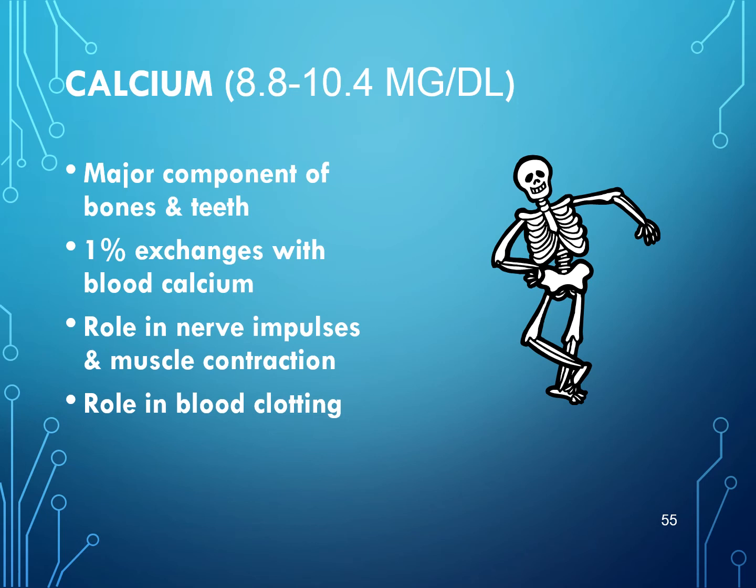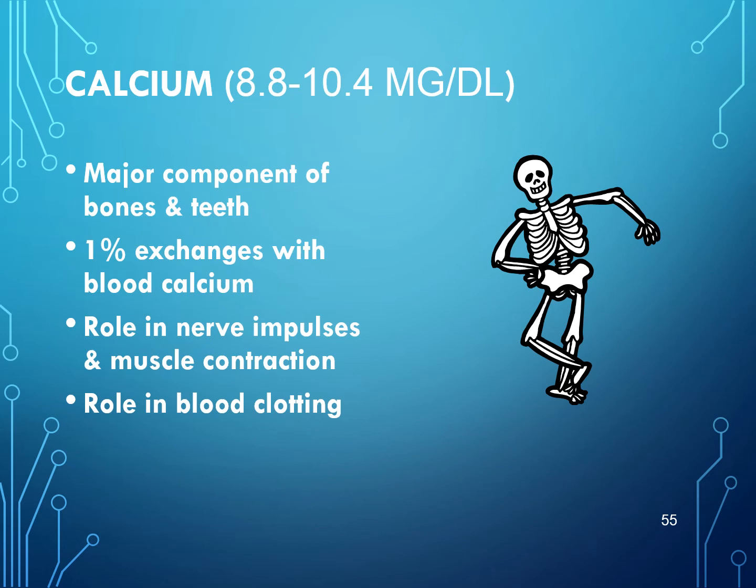Okay, calcium, 8.8 to 10.4. It's a major component of bones and teeth. About 1% exchanges with blood calcium. It has a role in nerve impulses and muscle contraction, and a role in blood clotting. Hormones regulate the absorption from the GI tract, and calcium is excreted in feces. Calcium absorption is affected by vitamin D, and it's required for it to be absorbed properly. Also, it's affected by phosphorus, which prevents the absorption in the intestines. So calcium and phosphorus will have an inverted relationship.